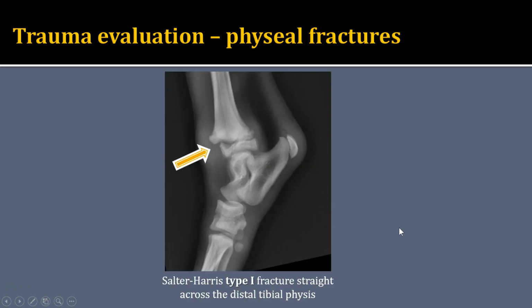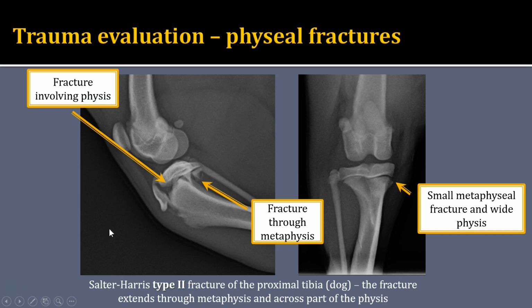So this is an example of a Salter-Harris type 1 in the distal physis of the tibia. This is the physis. We can see that the epiphysis is displaced from the metaphysis. So type 1 Salter-Harris fracture.